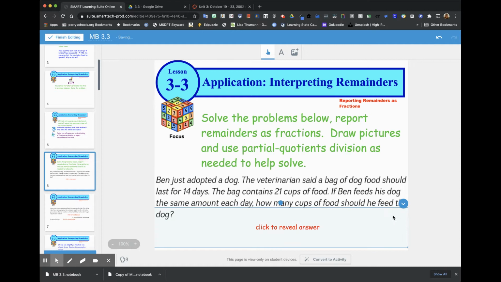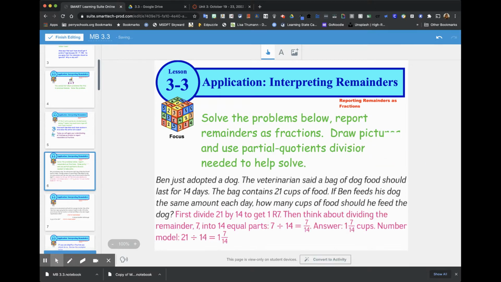I want you to pause and think about this. One bag should last 14 days. The bag contains 21 cups of food. So we're saying 21 cups of food divided up evenly among 14 days. First, you're going to divide 21 by 14, because remember we said that 21 equals that one bag. You're going to get 1 remainder 7, because 14 can only go into 21 one time and you have 7 left over. Then think about dividing that remainder 7 into 14 days, 14 equal parts. 7 divided by 14 equals 7/14.